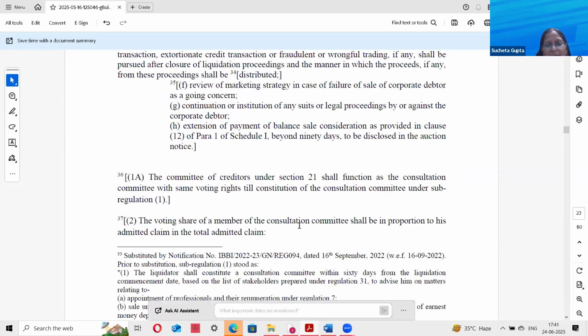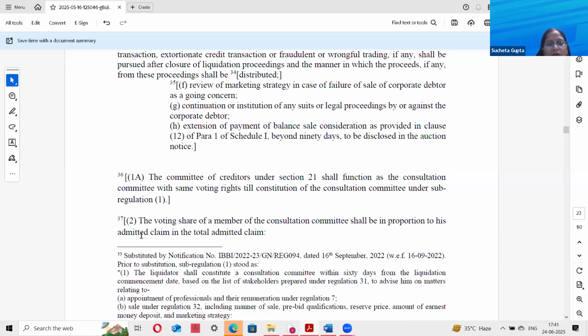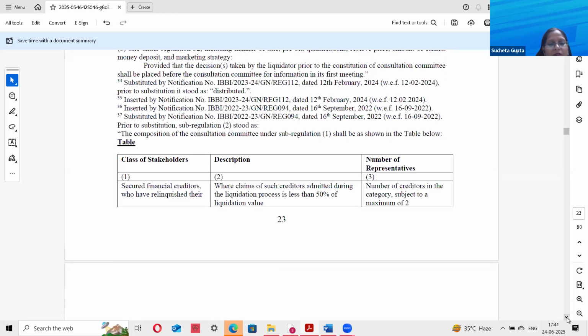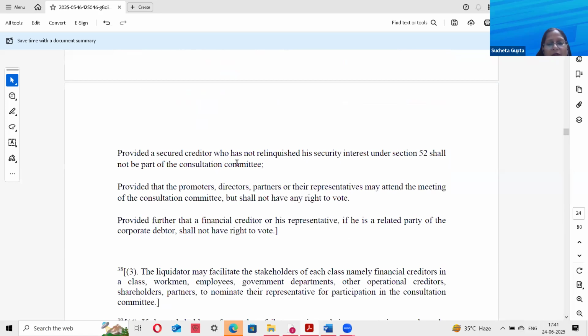The voting shares of the members of the committee shall be in proportion to their admitted claim in the total admitted claim. Provided a secured creditor who has not relinquished his security interest under section 52 shall not be part of the consultation committee. Provided that the promoters, directors, partners, or their representatives may attend the meeting of the consultation committee but shall not have any voting right. Provided further that a financial creditor or his representative, if he is a related party of the CD, shall not have the right to vote.